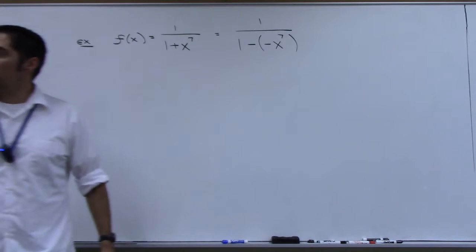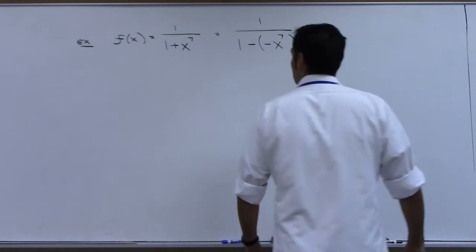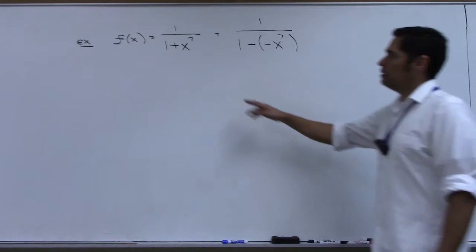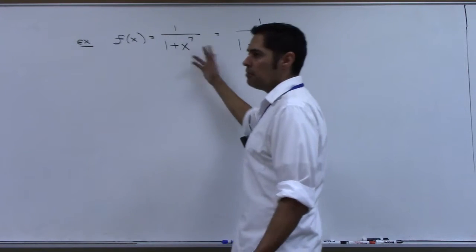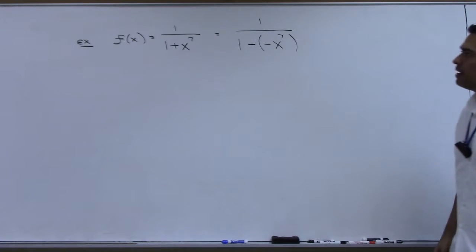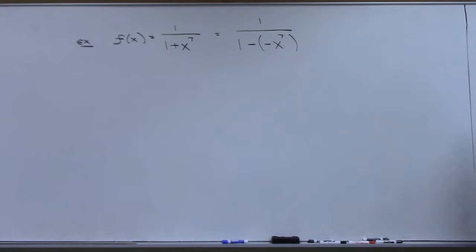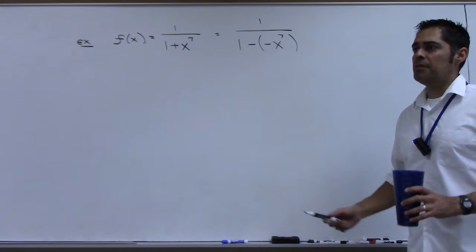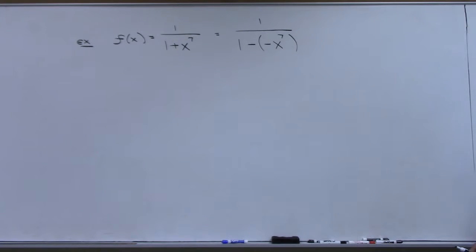Sir, would it just be safe to say that you pulled out a negative from the x? Yeah, if you want. I factored out a negative from x to the 7th, sure. Or you could also look at it as, you know, addition is subtraction of a negative. When you subtract a negative, it's the same as adding. Okay.